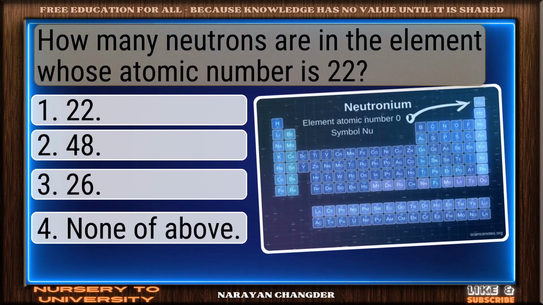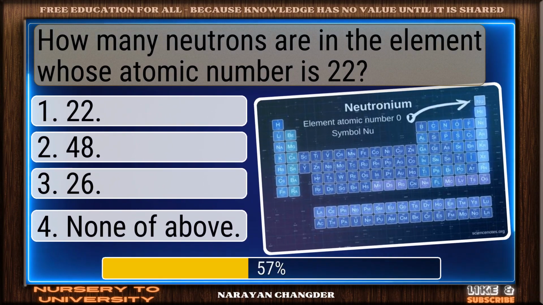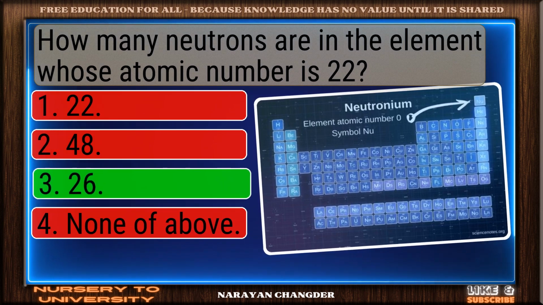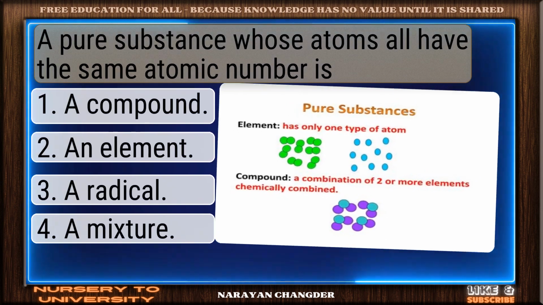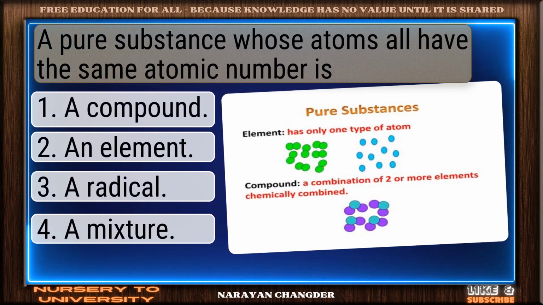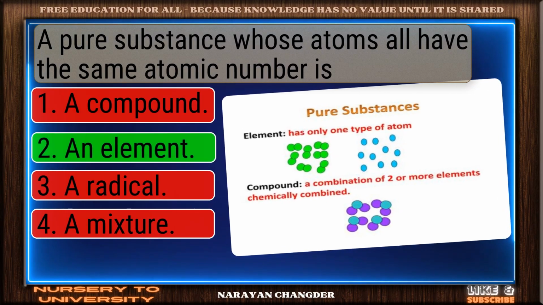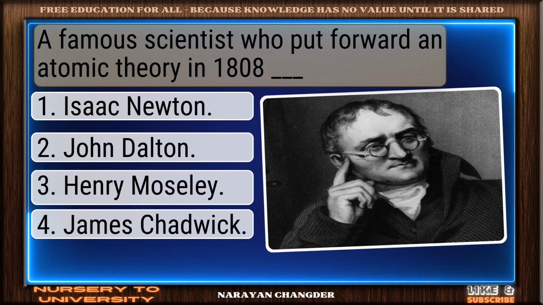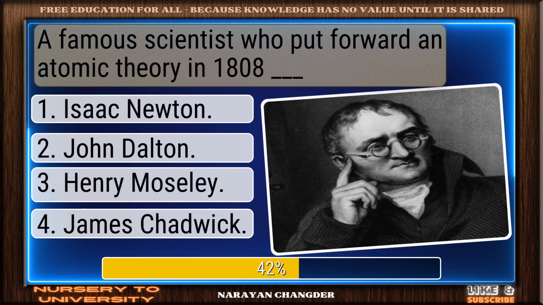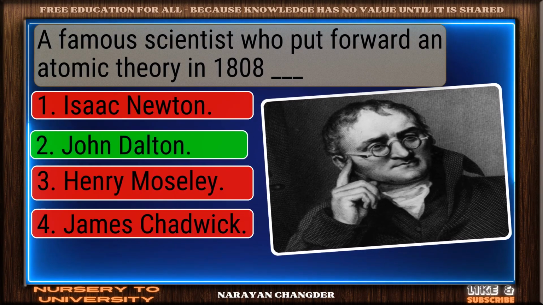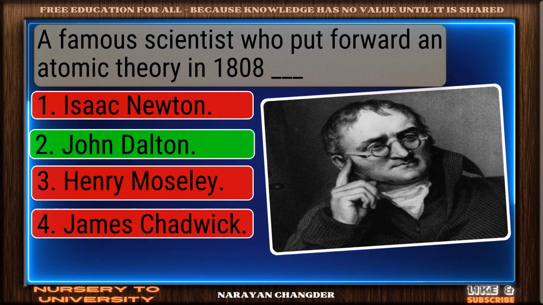How many neutrons are in the element whose atomic number is 22? Excellent. 26 is a brilliant choice. A pure substance whose atoms all have the same atomic number is. Exactly. An element makes sense. A famous scientist who put forward an atomic theory in 1808. Nice selection. John Dalton is the correct and valid answer.